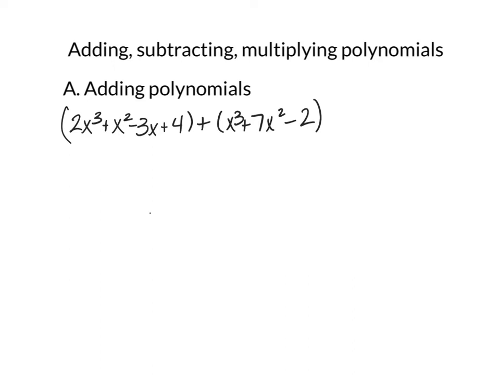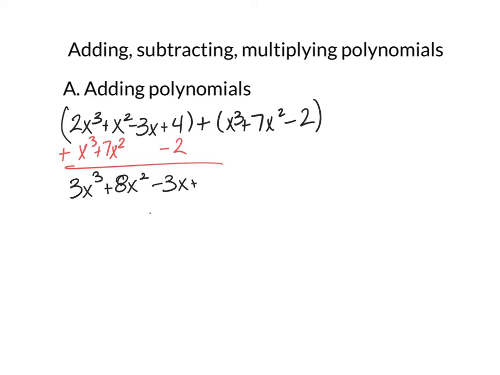One thing I like to do is add them up vertically. So I like to stack them and line up my like terms. So I'm going to add x cubed plus the 7x squared minus the 2. And notice that the 2 I put here under the constant. I didn't put it under the x term. So when I add that up, I have 3x cubed plus 8x squared minus 3x plus 2. And that's my final answer. So, like I said, you're just adding up like terms.